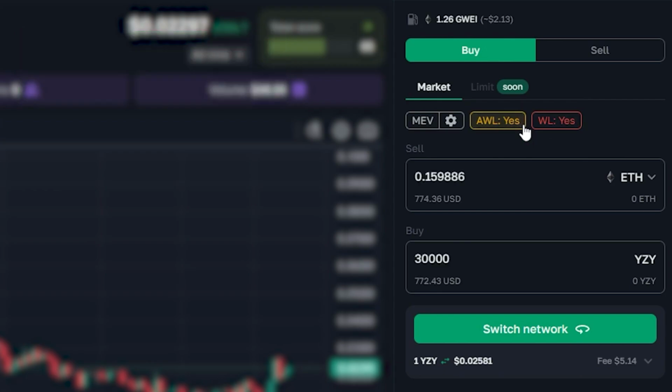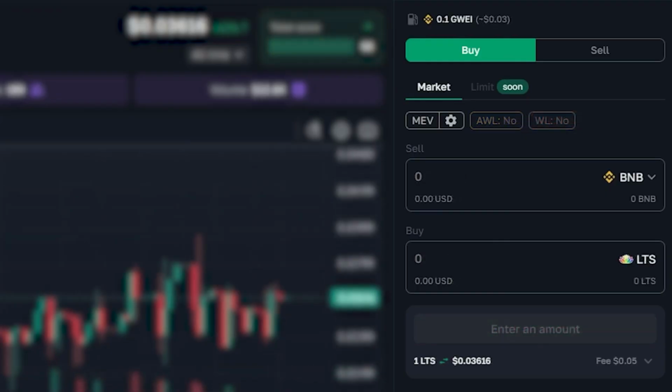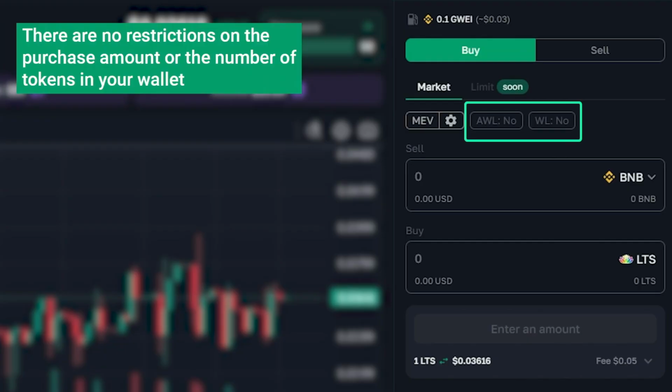When you click these buttons, the system automatically sets the maximum number of tokens available for purchase and shows their cost in dollars. Important, not all tokens will have such restrictions. In that case, the AWL and WL parameters will show no and will be displayed as inactive.